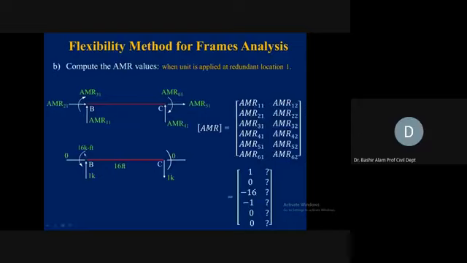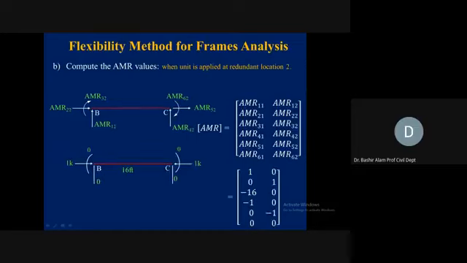Next, second column of the AMR. So it is 0, 1, and 0. Here you see 0, 1, 0. And this is 0, minus 1, and 0. These values you see here, AMR 6 cross 2. And we solve this equation and get all the 6 member actions.